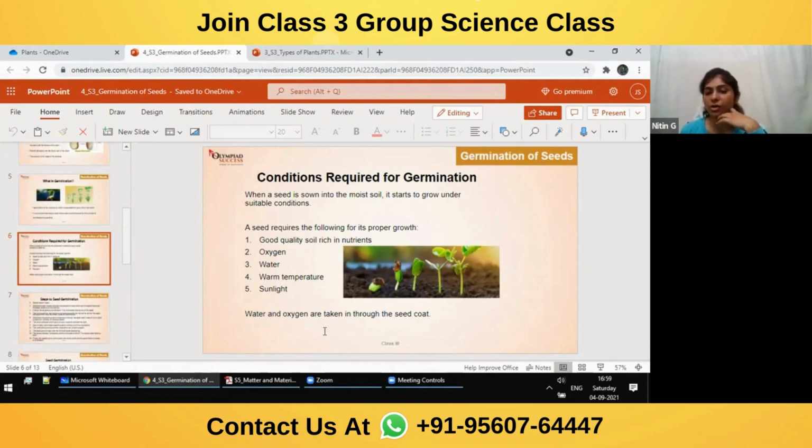Okay. Water and oxygen are taken in through the seed coat. This is an important line. If you want to write, you can write. But from where are they getting these things? From the seed coat, which is the outer covering. Oxygen and water. That is what I told you, that the seeds will require oxygen and water.